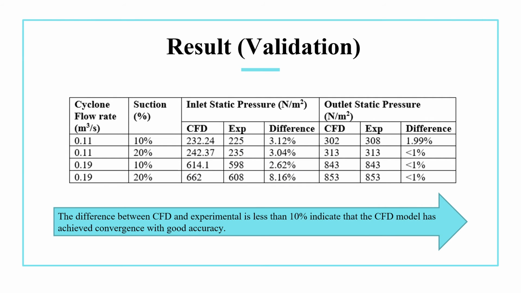For the result validation, the inlet static pressure and outlet static pressure were obtained for suction 10% and 20% for cyclone flow rate of 0.11 m3 per second and 0.19 m3 per second. The difference between CFD and experimental is less than 10%, indicating that the CFD model has achieved convergence with good accuracy.